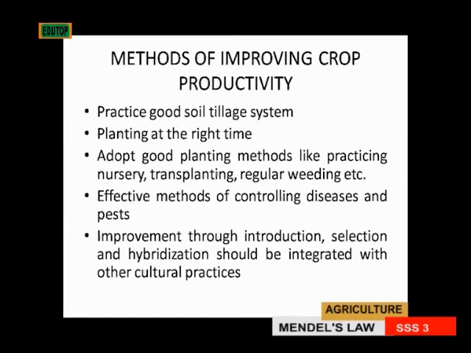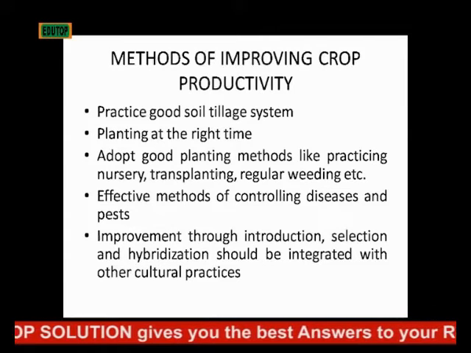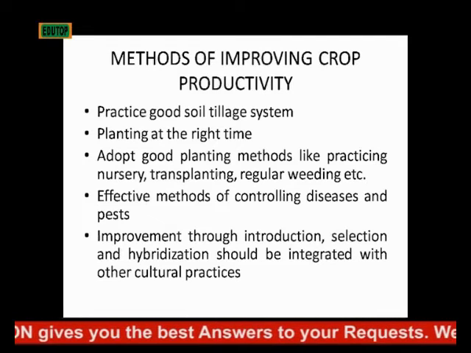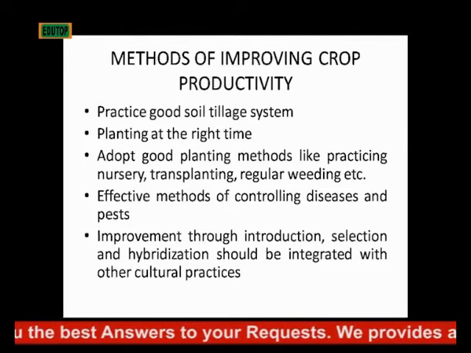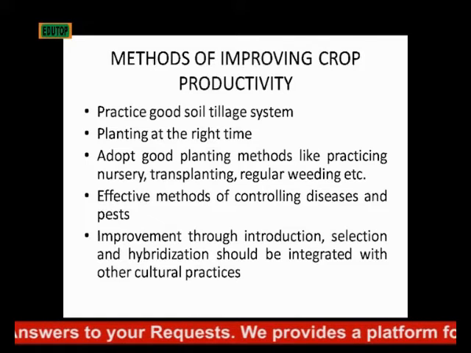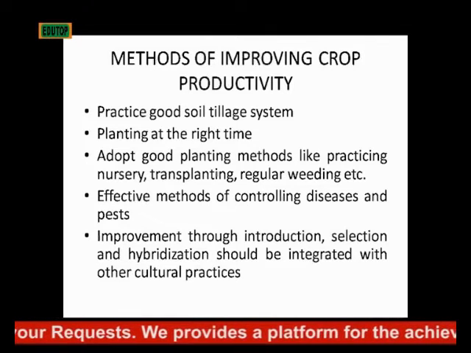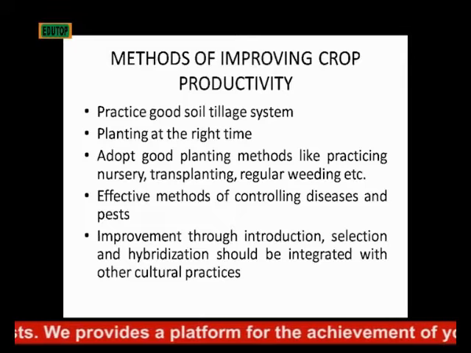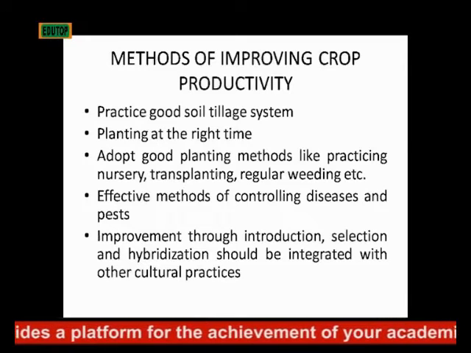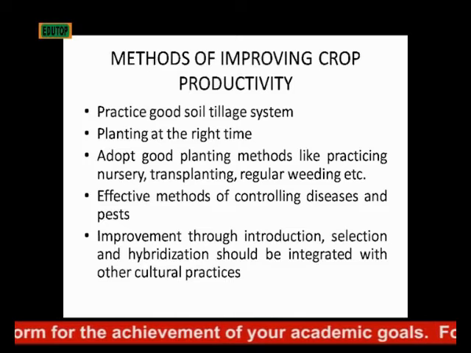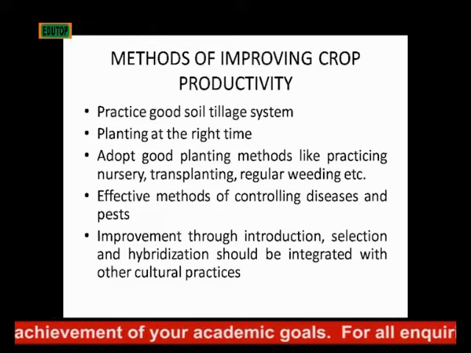The methods of improving crop productivity include: first, you practice a good soil tillage system. Then you plant at the right time for your crop productivity to be improved. Then you adopt good planting methods like practicing nursery, that is, you first raise your plants from seeds in the nursery. Then when they've germinated well, then you transplant them to the field. Then regular weeding. So those are good planting methods that should be adopted for your crop productivity to be improved.